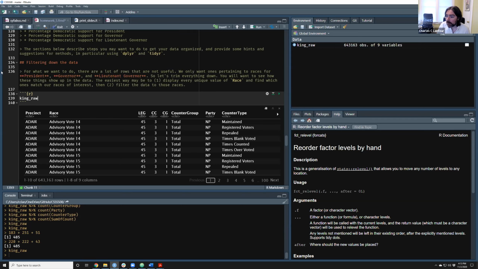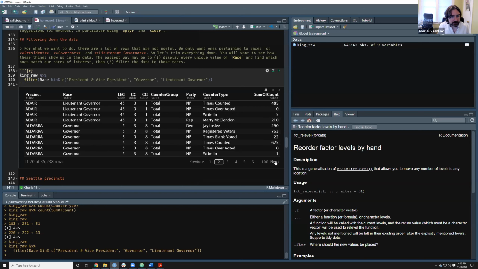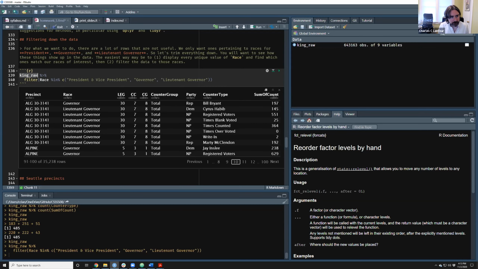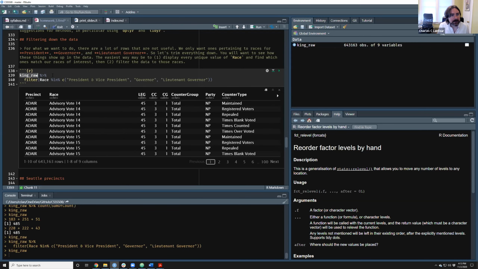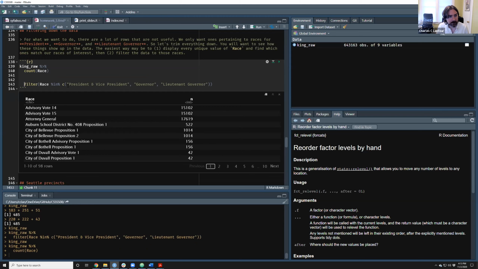I like the look of that. First, I'll check to make sure that works, and then I'll talk about why it works. So, does that work? Governor, lieutenant governor, but I'm missing president and vice president, so we'll check on that in a second. If I look at King Raw, let's look really quickly at all the races. So we know governor and lieutenant governor are right, but there's something off about president and vice president. I'm going to scroll down and look for it.